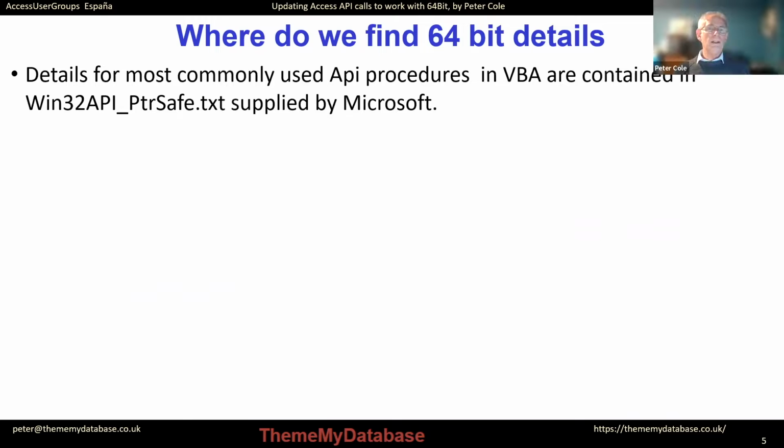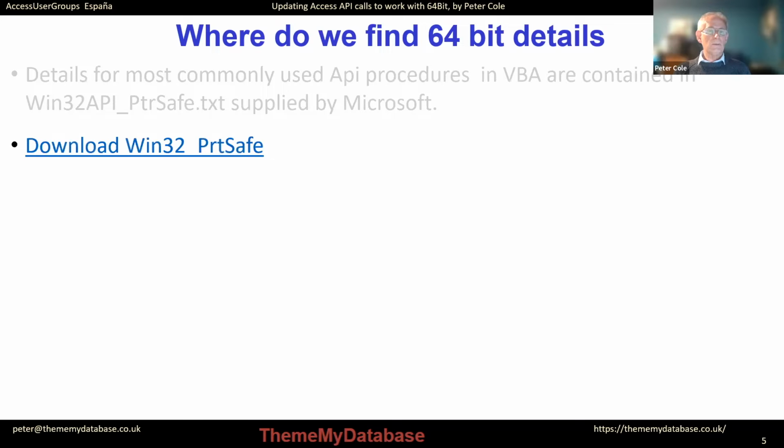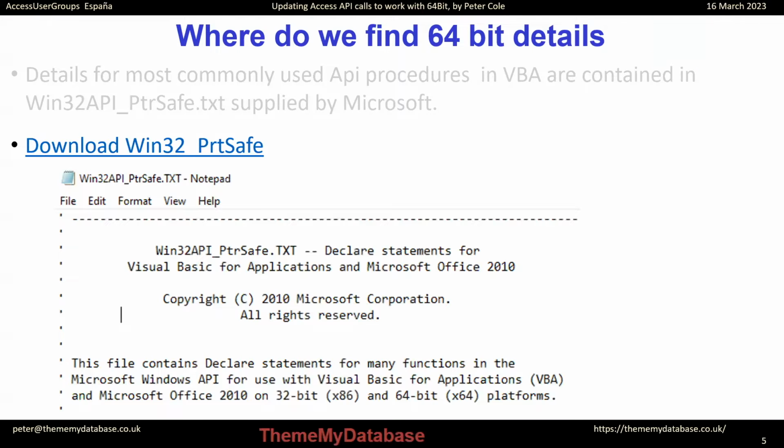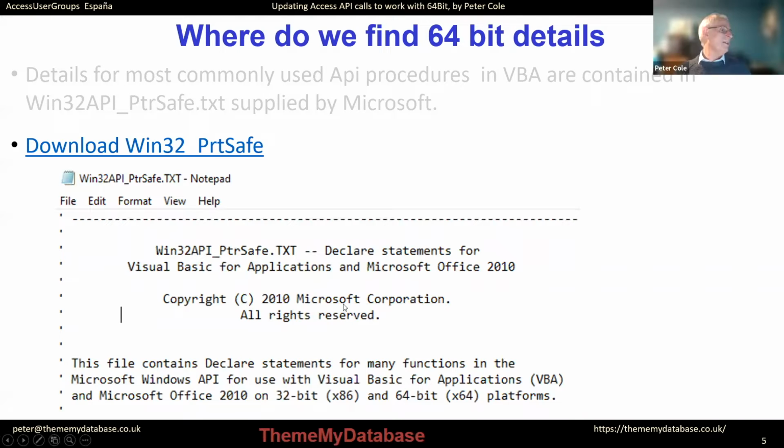Where do we find the details of 64-bit declares? We can find them in a text file produced by Microsoft. Go ahead. That looks like that.